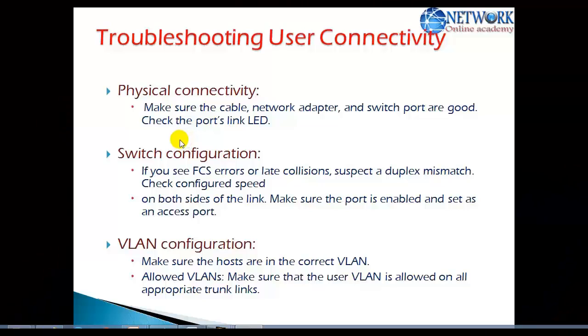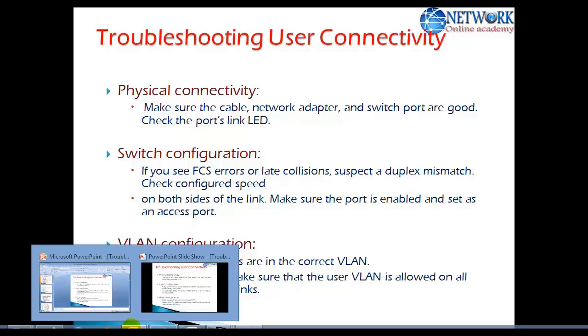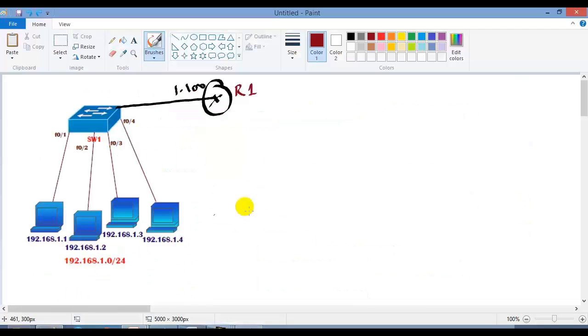In this section, we are going to see how to troubleshoot your end user connectivity. Let's take an example. I have a scenario where I have a set of devices connected in my LAN, and maybe some of the communication between these LAN devices is not happening. For example, 192.168.1.1 is trying to access some server.